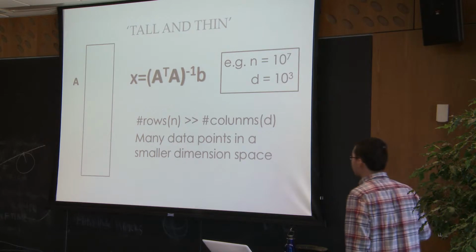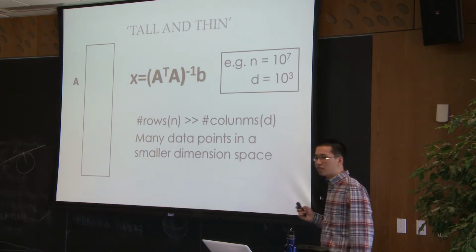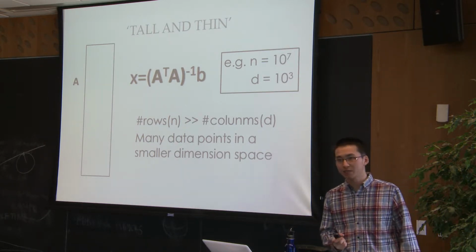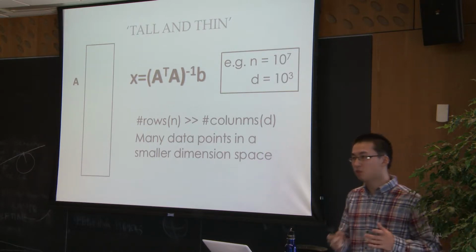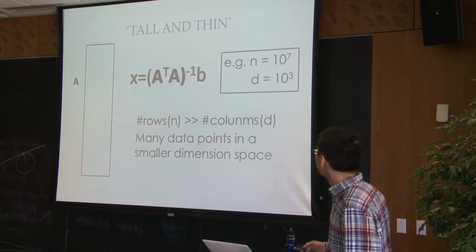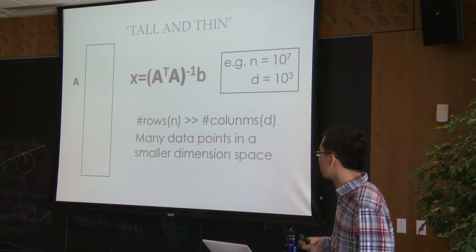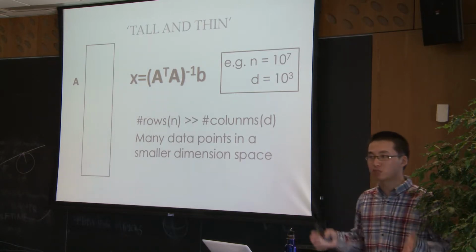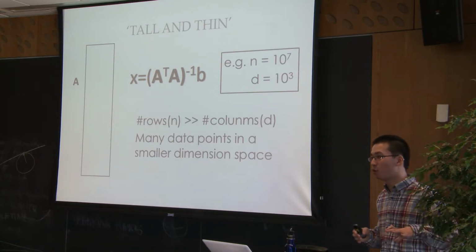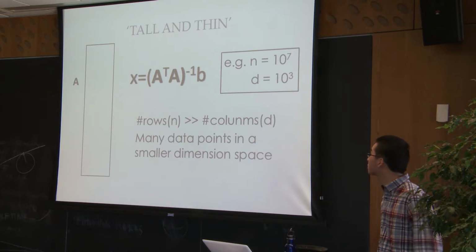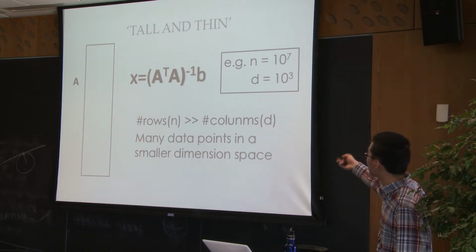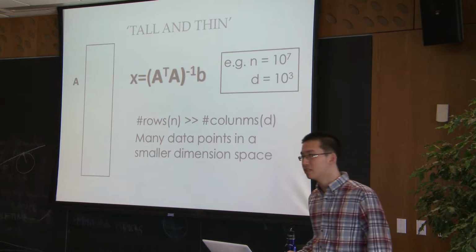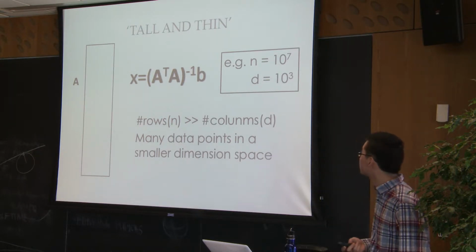So the tall and thin setting seems to come up quite often in machine learning, which is that you have a matrix where the number of rows far exceeds the number of columns. One way to think about it is that you have a lot of data points in a d-dimensional space, and the number of data points far exceeds your dimension. The typical range of values is that n is about 10 to the 7, d is about, say, 1,000.